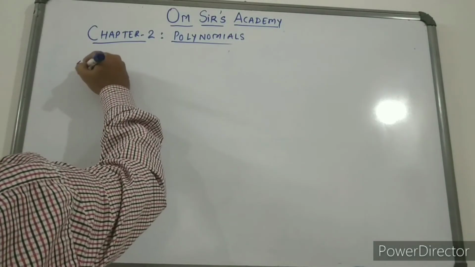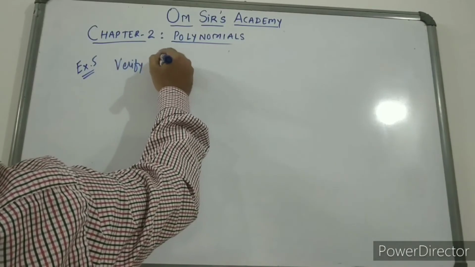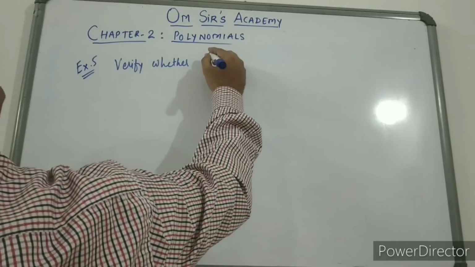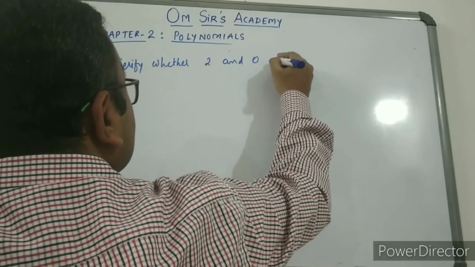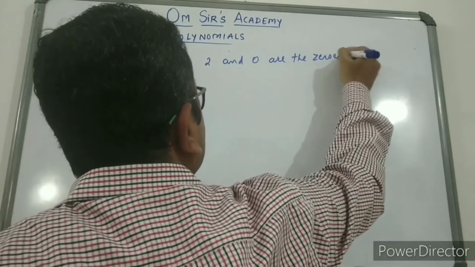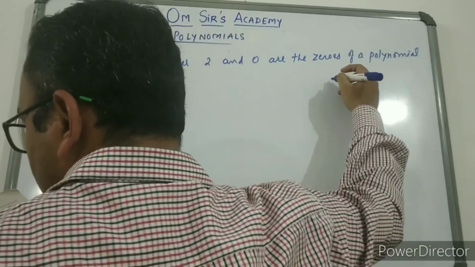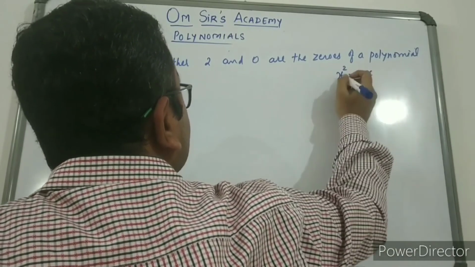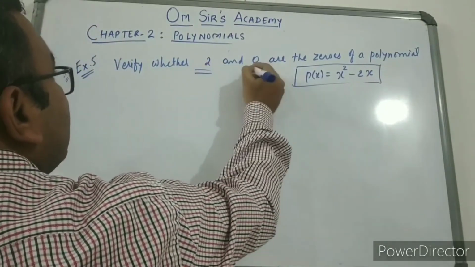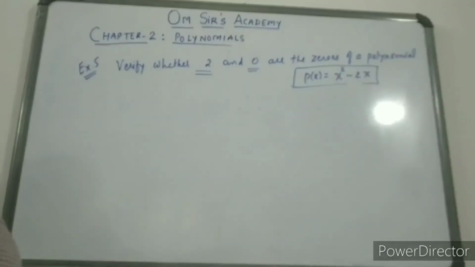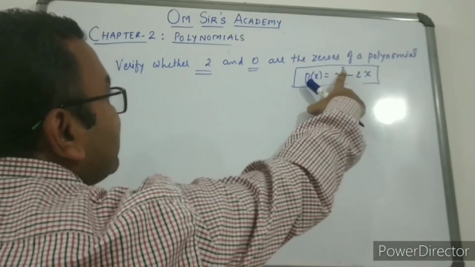Now coming to example 5, we are asked to verify or check whether 2 and 0 are the zeros of a polynomial, which is the polynomial x square minus 2x. This is my polynomial. So in this polynomial I have to verify whether these two are zeros. So firstly, understand which type of polynomial it is. It is a quadratic polynomial. Why quadratic? Because it has a power 2.